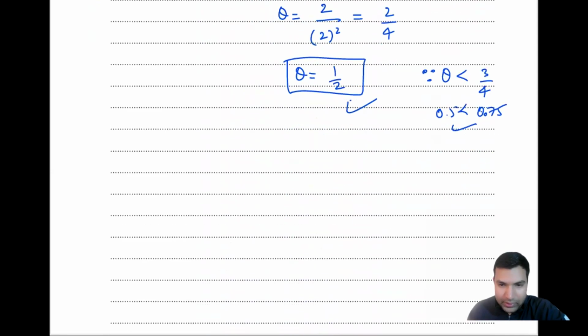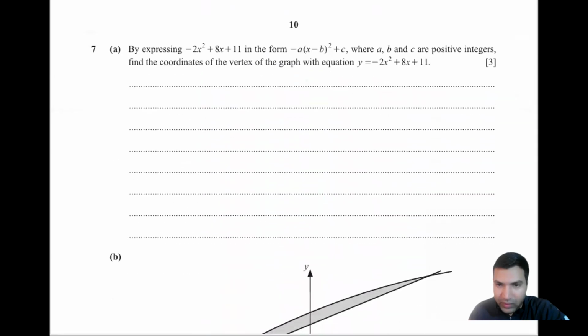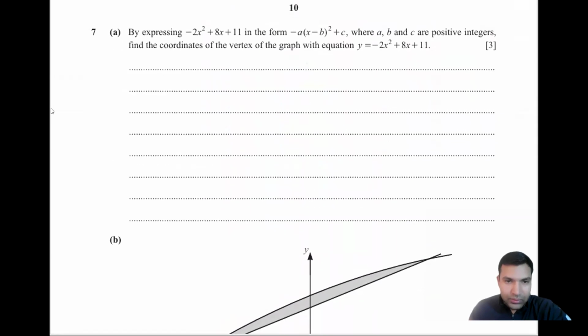Now moving on to the next one, the seventh question. So here it says, by expressing the quadratic equation in the form negative, basically completing the square, in the form negative a times (x minus b) whole squared plus c, where a, b, and c are positive integers. Find the coordinates of the vertex of the graph with equation y equal to this.